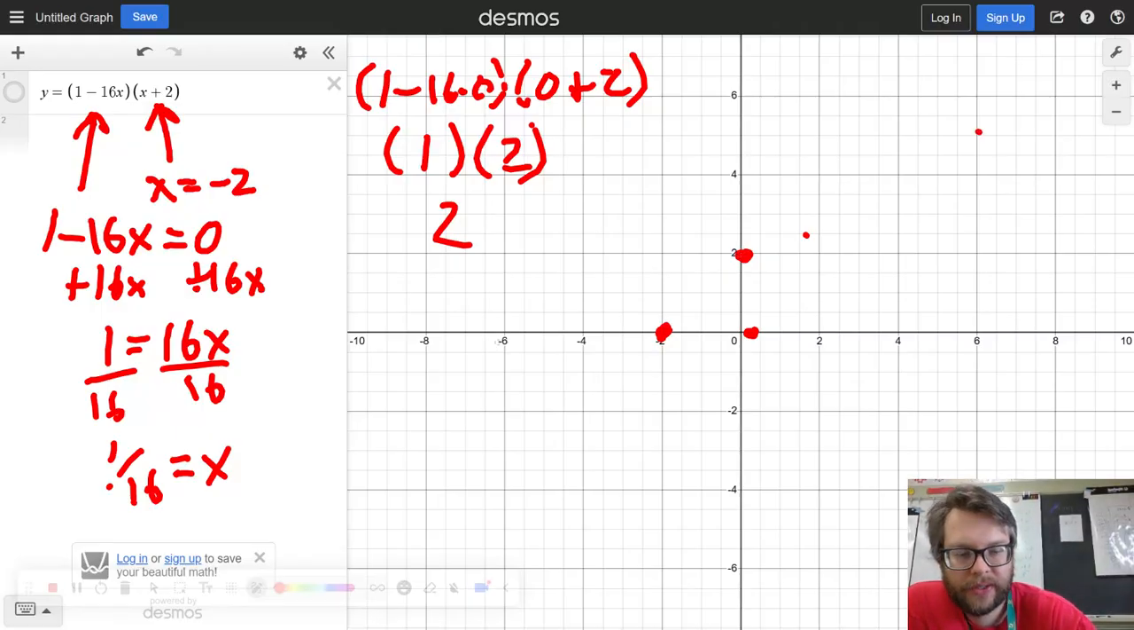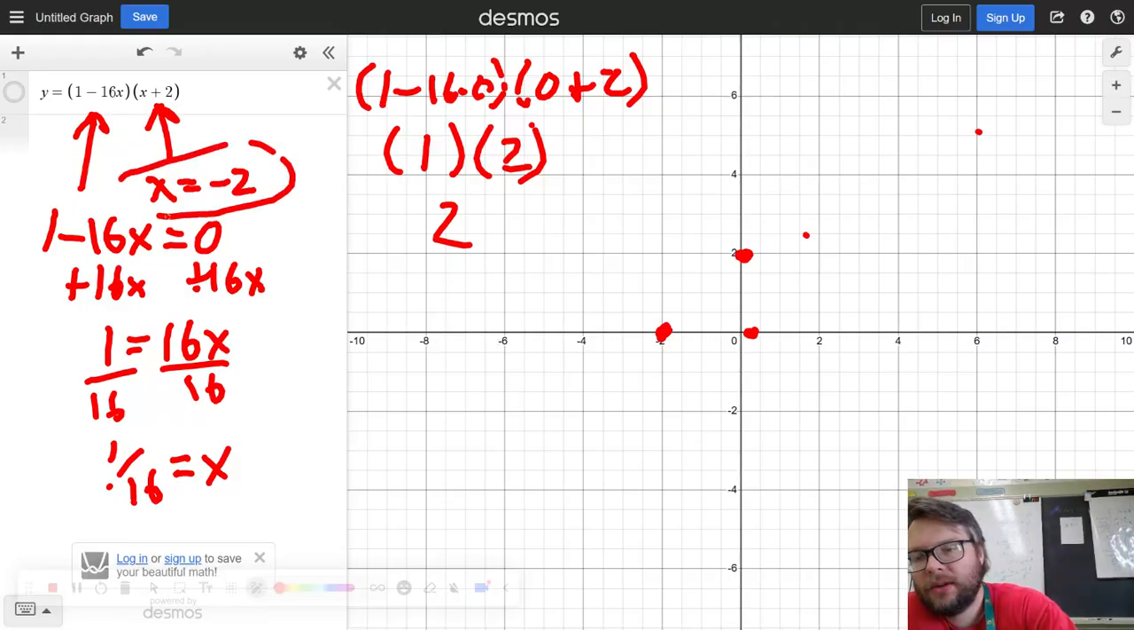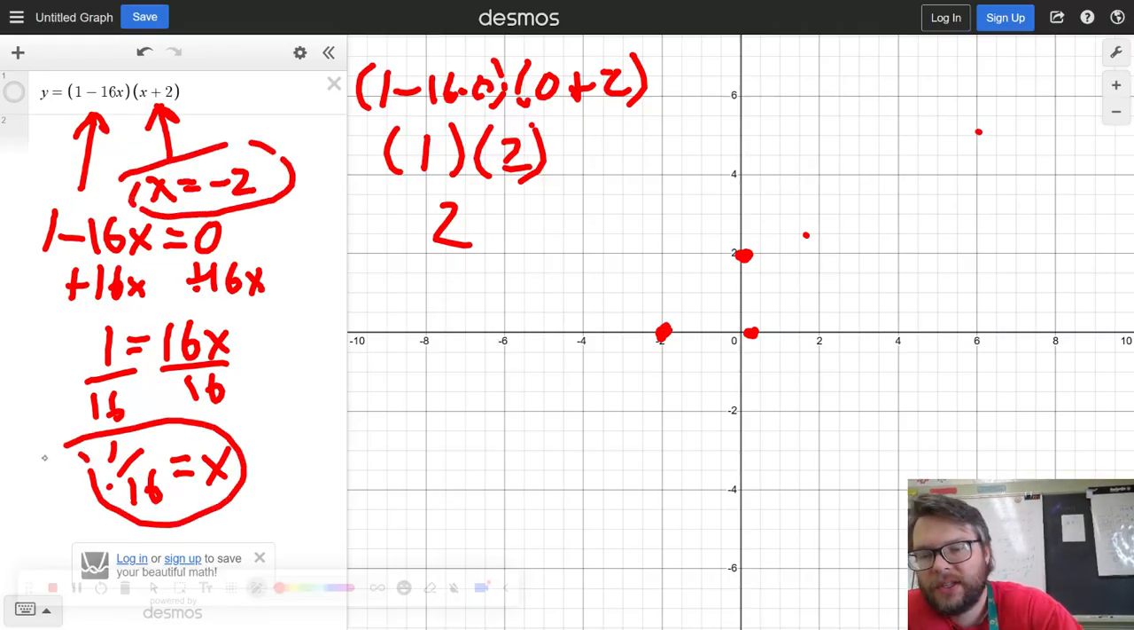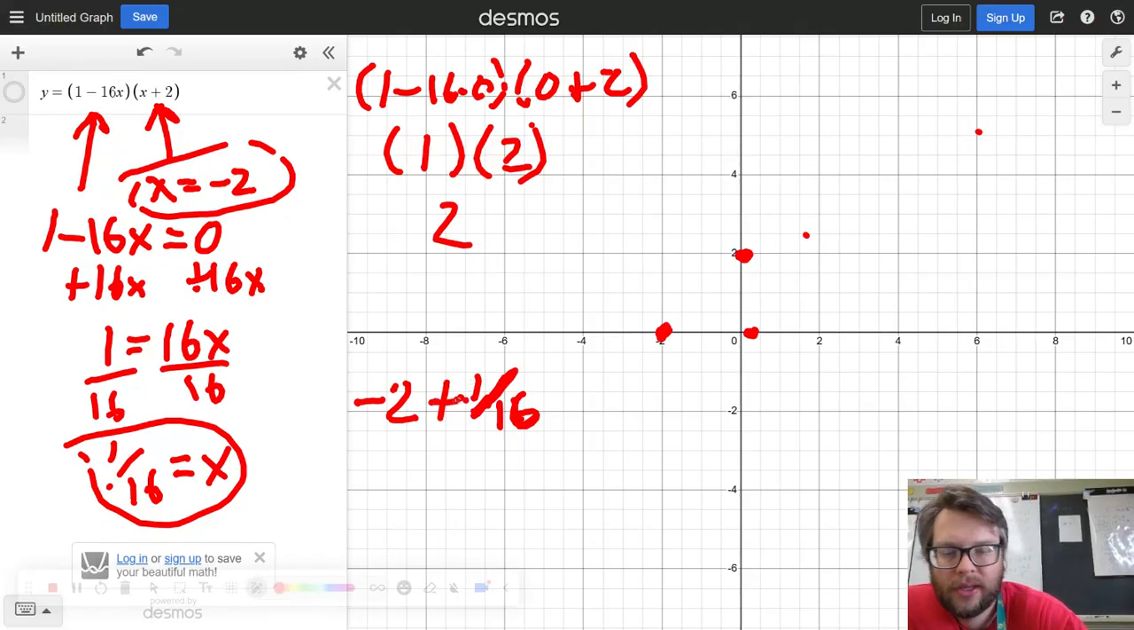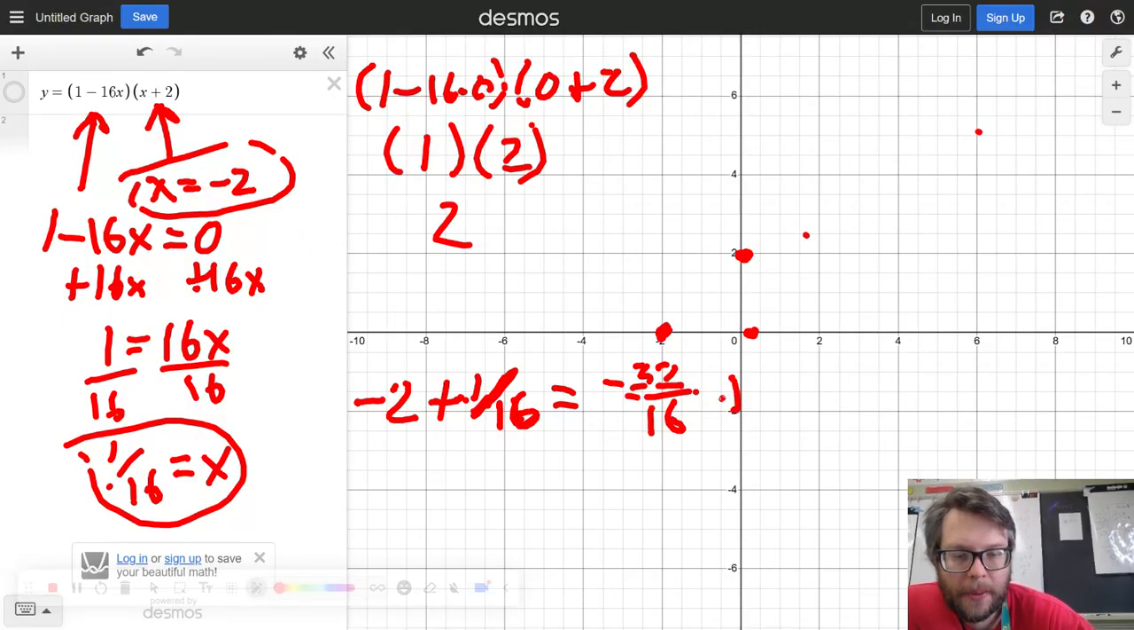And the last one, the vertex, this is the hardest one. I got to go halfway between -2 and 1/16. -2 plus 1/16. Oh man, my pen's, okay, that's fine. -2 plus 1/16. Well, let's make them into a common denominator. This is my secret plan to make you learn fractions. -2 is the same as -32 over 16. So that's -31 over 16.